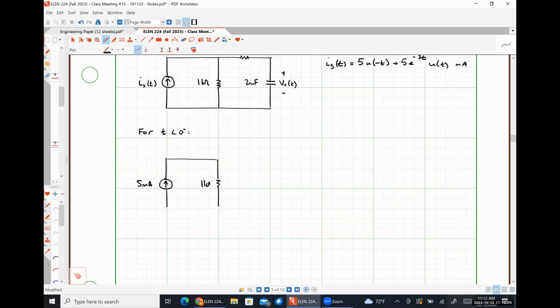Here's a 1 kilo ohm resistor. My capacitor is going to look like an open circuit. And since I'm trying to find the initial conditions on this, I'm going to label this capacitor voltage VC of 0 minus. What should this be?